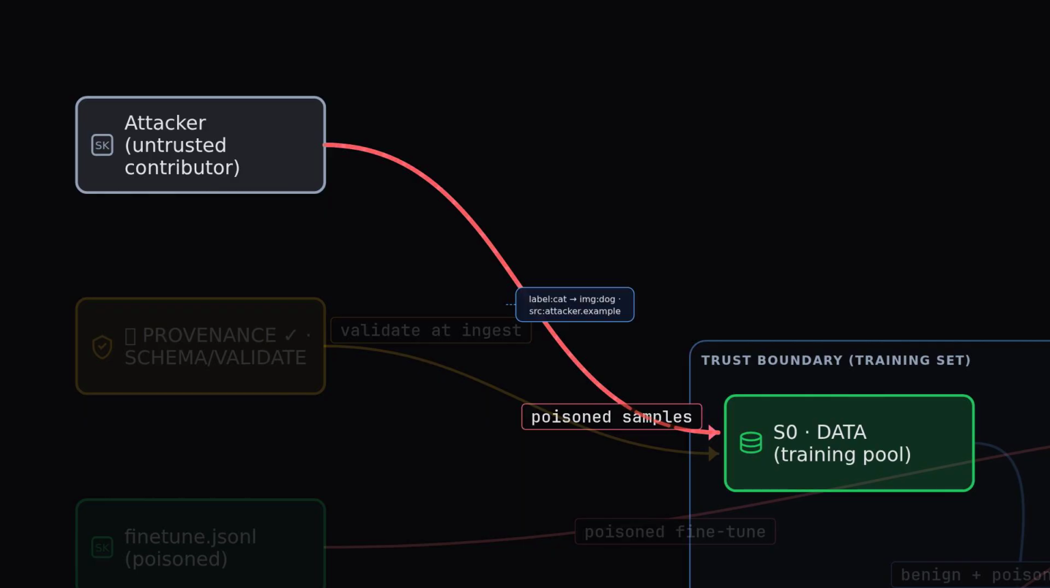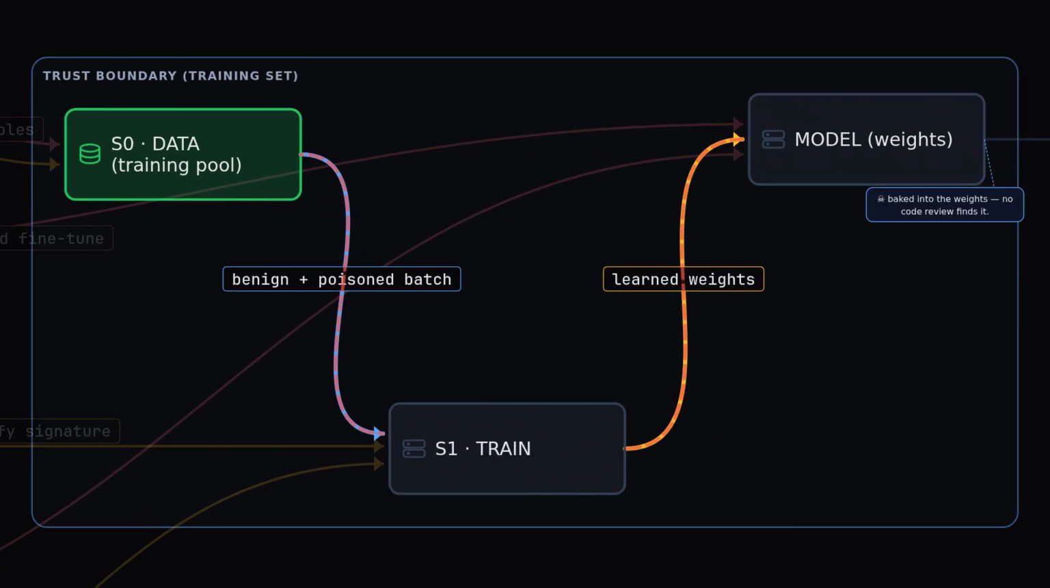Flow only, never a recipe. The point: a few mislabeled rows from an untrusted source land in the same bucket as your benign data. Training can't tell planted samples from real ones. It learns the flaw straight into the weights, where no code review and no static analysis will ever find it.